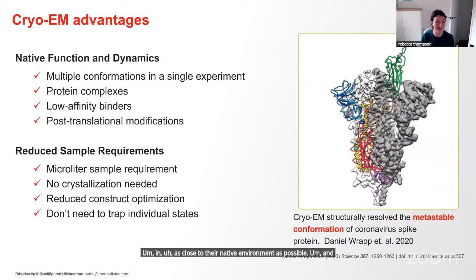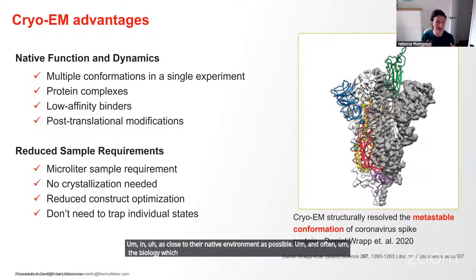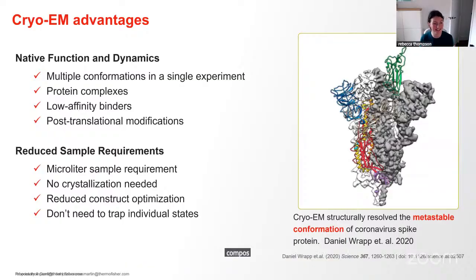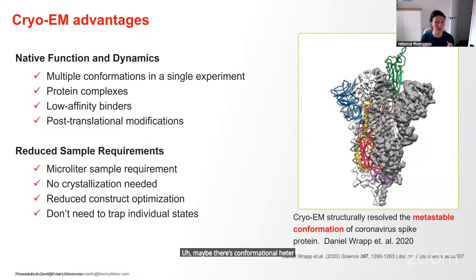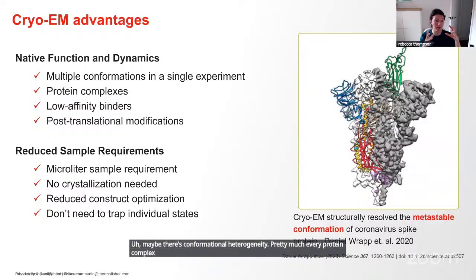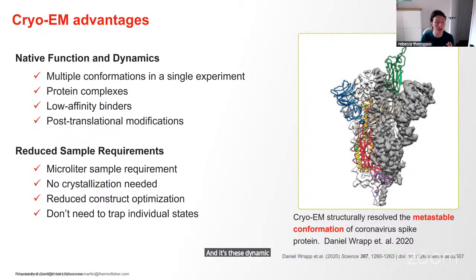And often the biology which we're studying is flexible, it's heterogeneous. That might be in terms of compositional heterogeneity, maybe the complex has got different binders in different states. Maybe there's conformational heterogeneity. Pretty much every protein complex we work with has intrinsic dynamic properties, and it's these dynamic properties which really allow us to understand how the molecule is working.